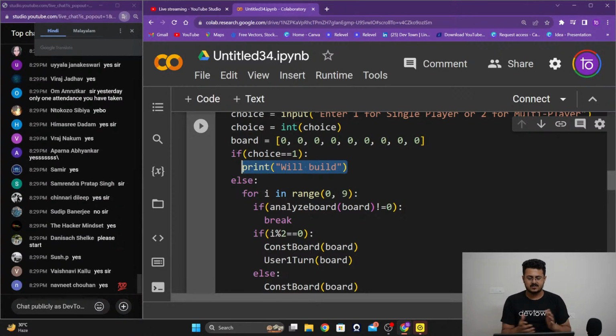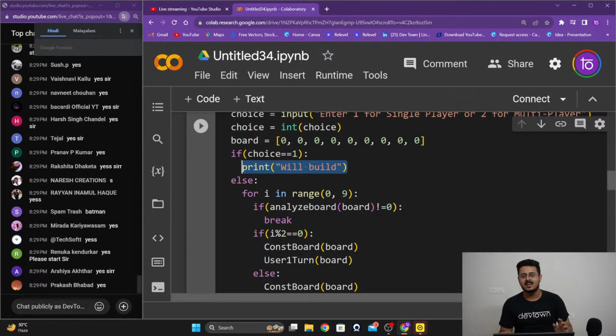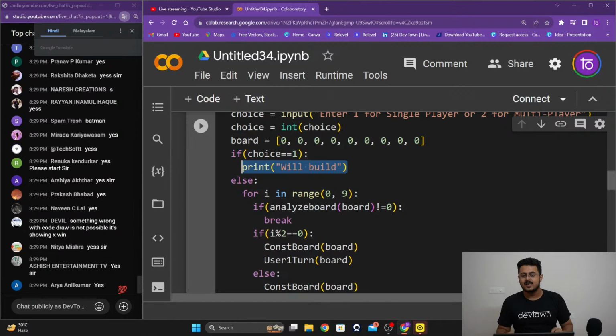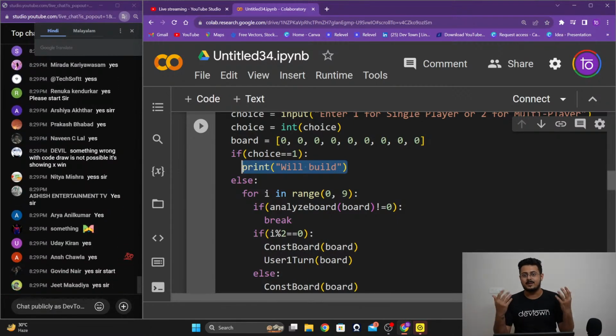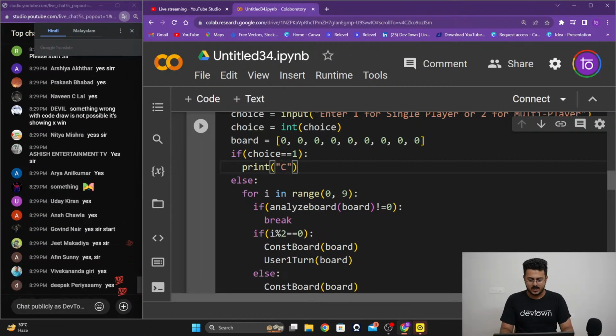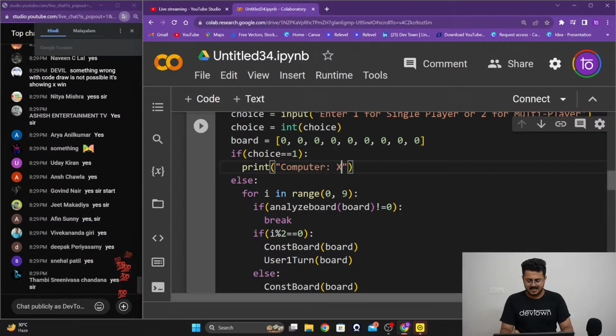So we are going to start with a simple thing, guys. First, if the choice is one, we are going to print that the computer is X and you are O right over here. So we'll start with the basic information we'll provide to our user, guys. So print, and then computer is X versus you.